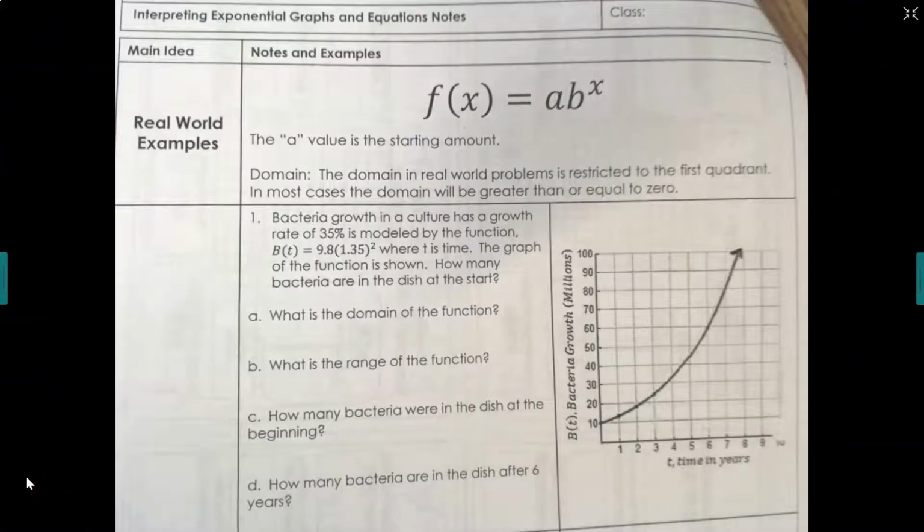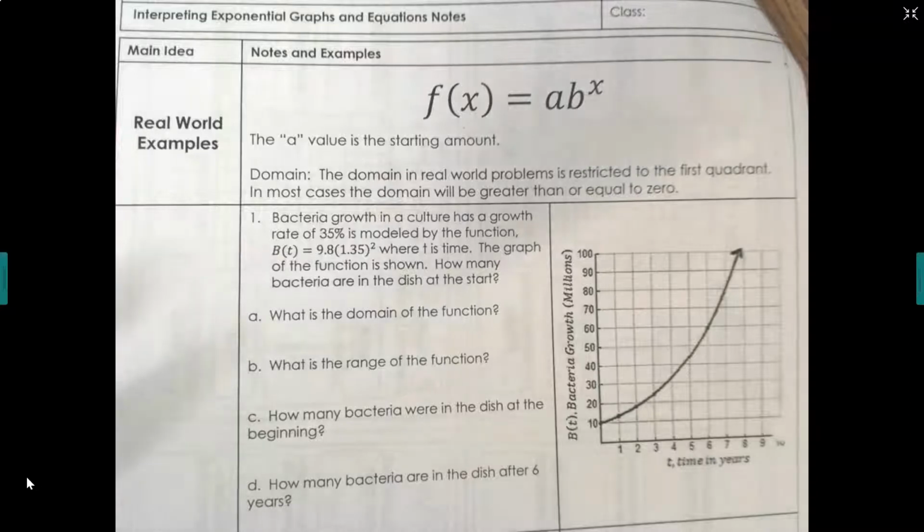Welcome to this video on interpreting exponential graphs and equations. By the end of this video, you should be able to interpret an exponential graph, find the domain and range of an exponential function in a real-world context, and evaluate a real-world problem at a given value of the domain.